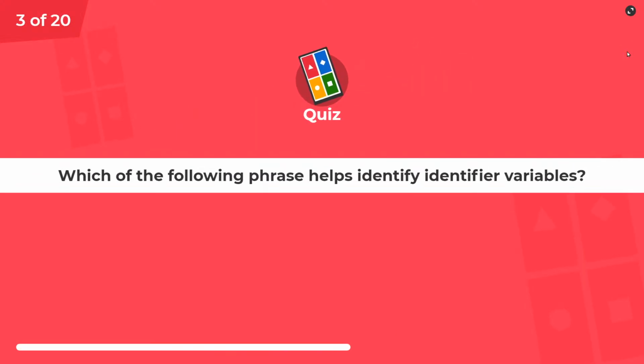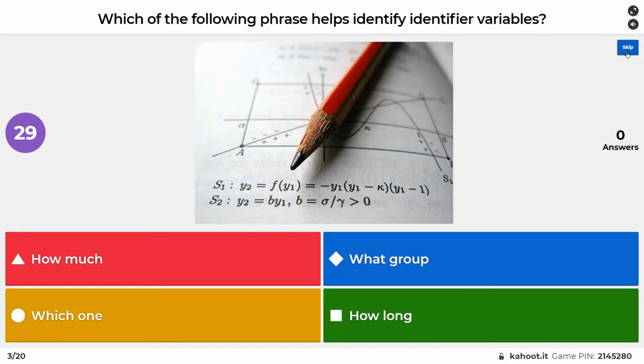Which of the following phrases helps identify identifier variables? Now, this is kind of key to the concept of identifier variables. And I think this is the hard one people get confused on. Remember, we did it earlier. There's a review question now. I throw in some hints. I like to throw in little hints to make sure you catch it. So if you're following along with what I'm saying, you'll get some hints.